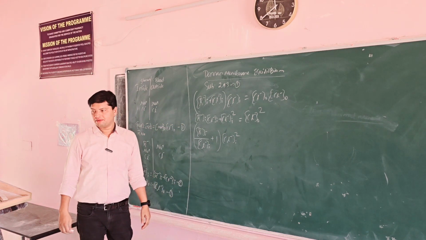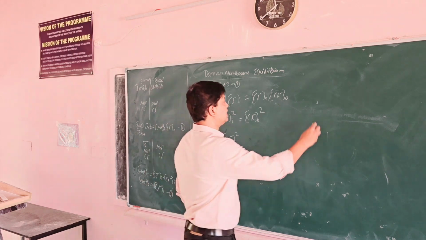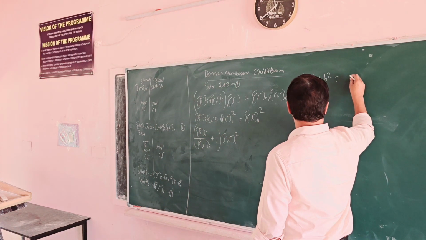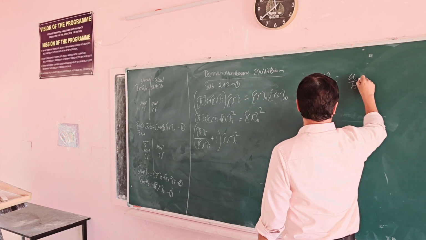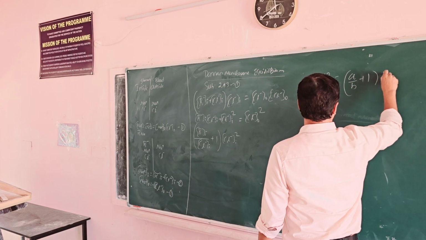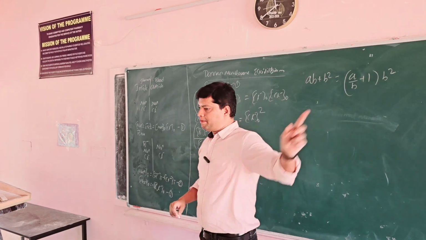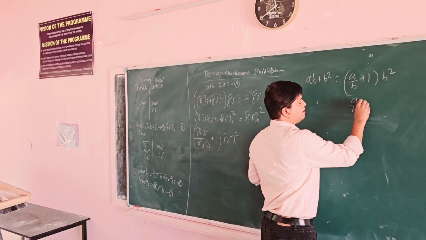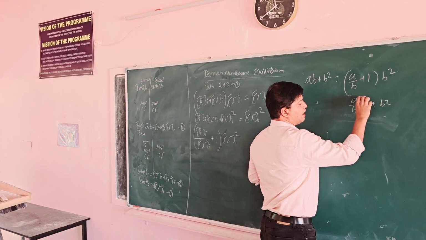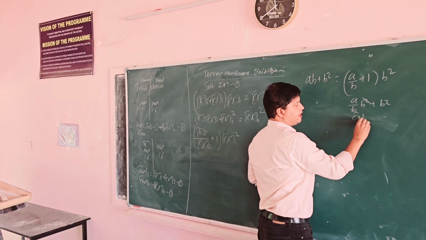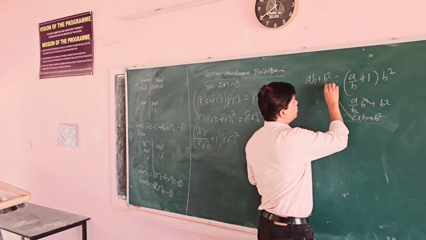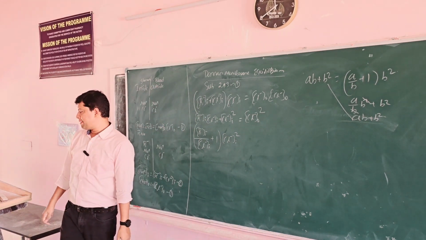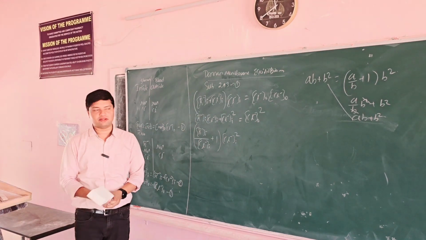Can you accept? I will tell you why. See here. AB plus B square can also be written as A by B plus 1 into B square. Multiply that: A by B into B square plus B square. This one gets cancelled, so AB plus B square. Both are the same. So this is a maths trick. Simple maths trick.